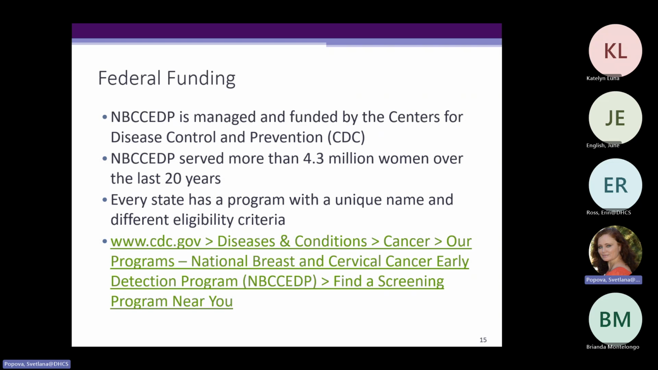NBCCEDP is managed by the CDC, so when we talk about federal funding, we may say NBCCEDP or we may say CDC. We use these interchangeably. NBCCEDP has served more than 4.3 million women over the last 20 years. Every state has a unique program, usually with a unique name and different eligibility criteria. If you're ever interested, you can go to the link below and find out more about the programs, but you have to understand that some programs have state funding, some only have federal funding, and the programs vary depending on the size of the state.